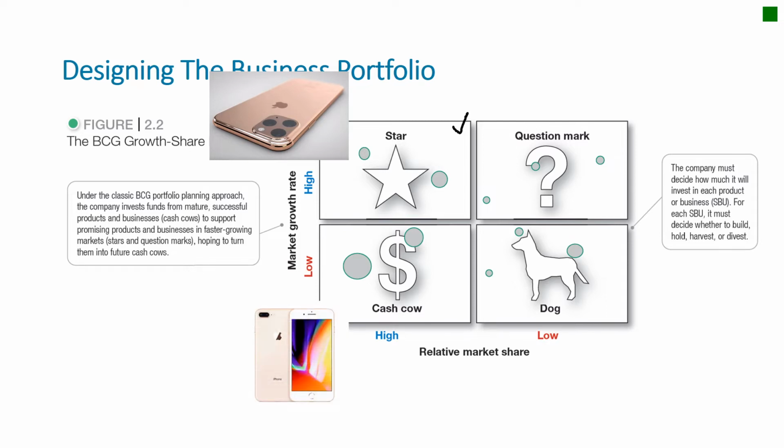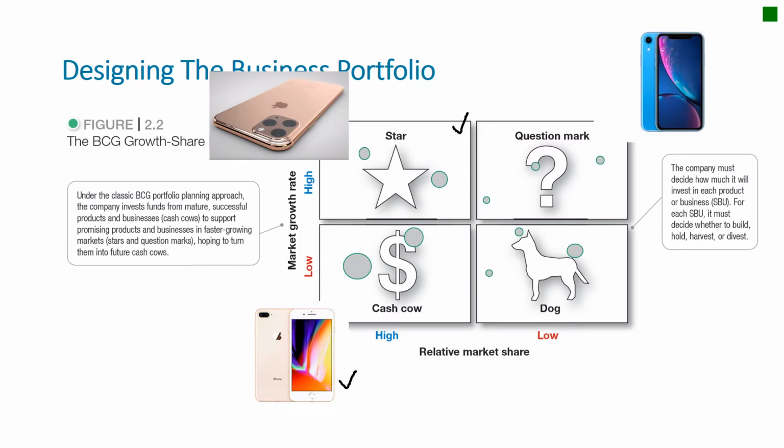Second would be cash cow. Normally a product in this quadrant has a low market growth rate because it has been in the market for quite some time. However, it has a relatively high market share. This is because people know the benefits of using the product and keep buying it. The example that I'm showing you right now is iPhone 8.